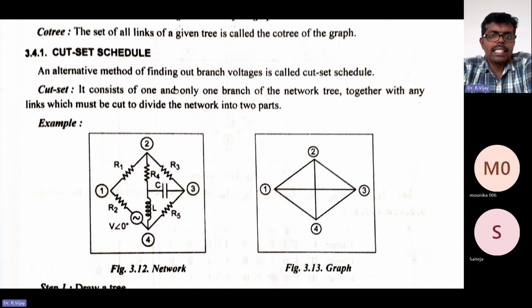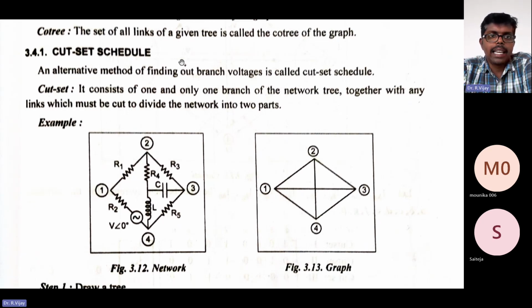What is cut-set schedule? Cut-set schedule is nothing but an alternative method of finding out branch voltage. So that is another alternative method of finding the branch voltage, known as cut-set schedule.